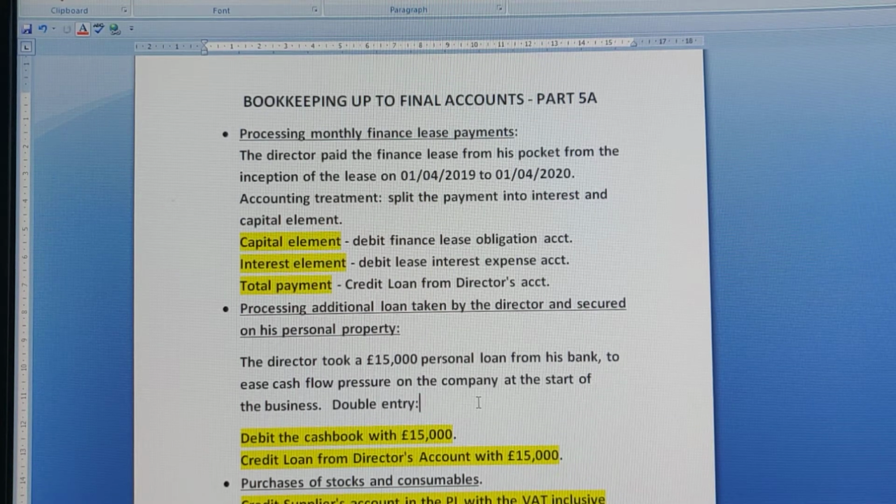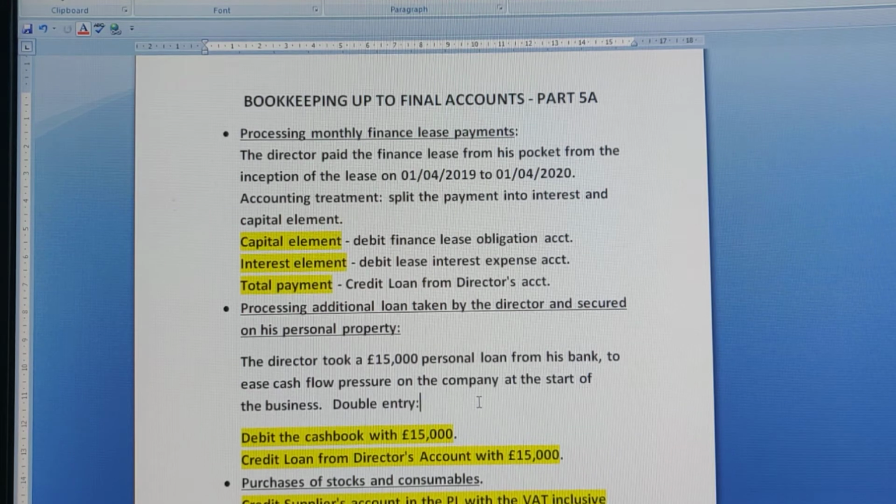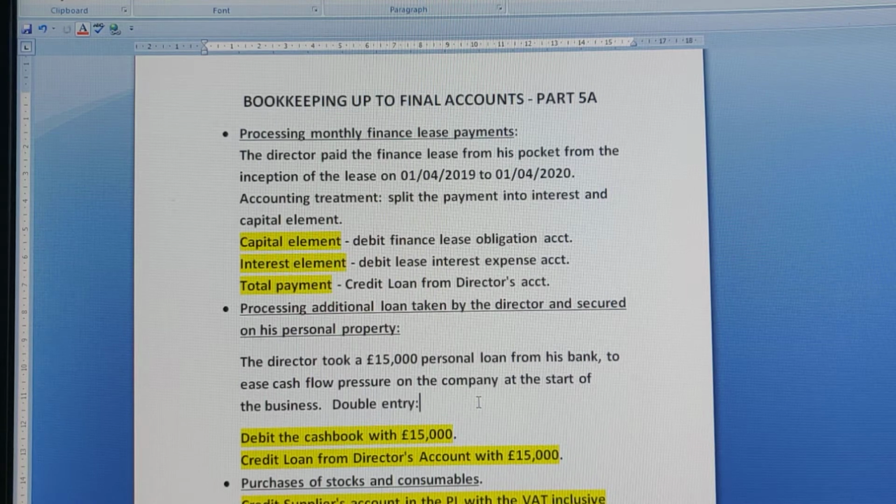So the second item I'm going to deal with now is the loan that the director took. The director took out a personal loan, just to ease cash flow pressure on the company at the start of the business. Most businesses go through this phase.